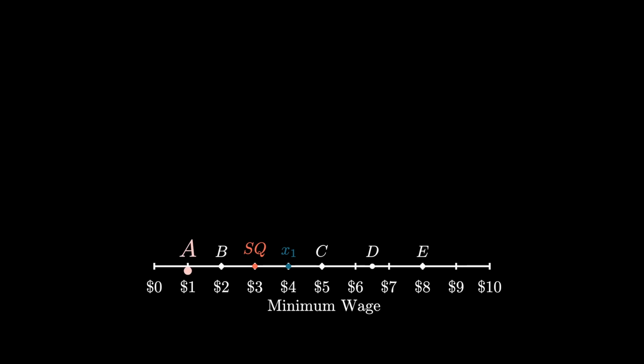We can see that A and B are closer to the status quo, but that C, D, and E are closer to the proposed policy. Therefore, C, D, and E will vote for the proposed policy, forming a majority and passing it. We can pick a new status quo and proposed policy and see what would happen. A will vote for the status quo, but B, C, D, and E will vote for the proposed policy of a $3 minimum wage. B, C, D, and E will form a majority and pass the policy.